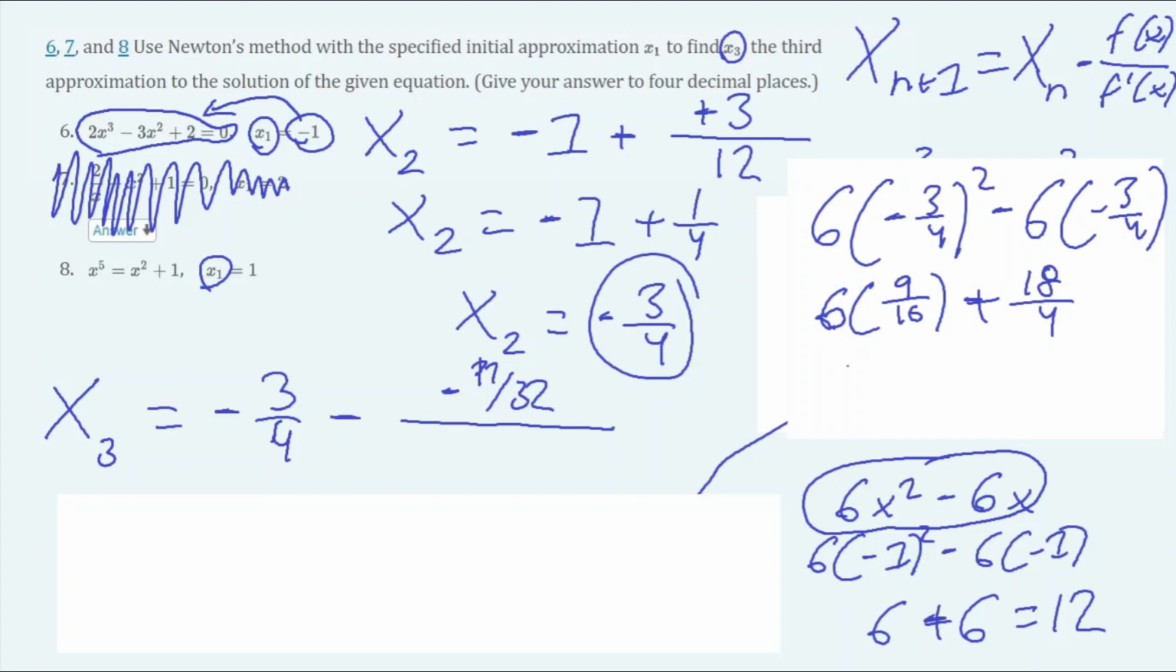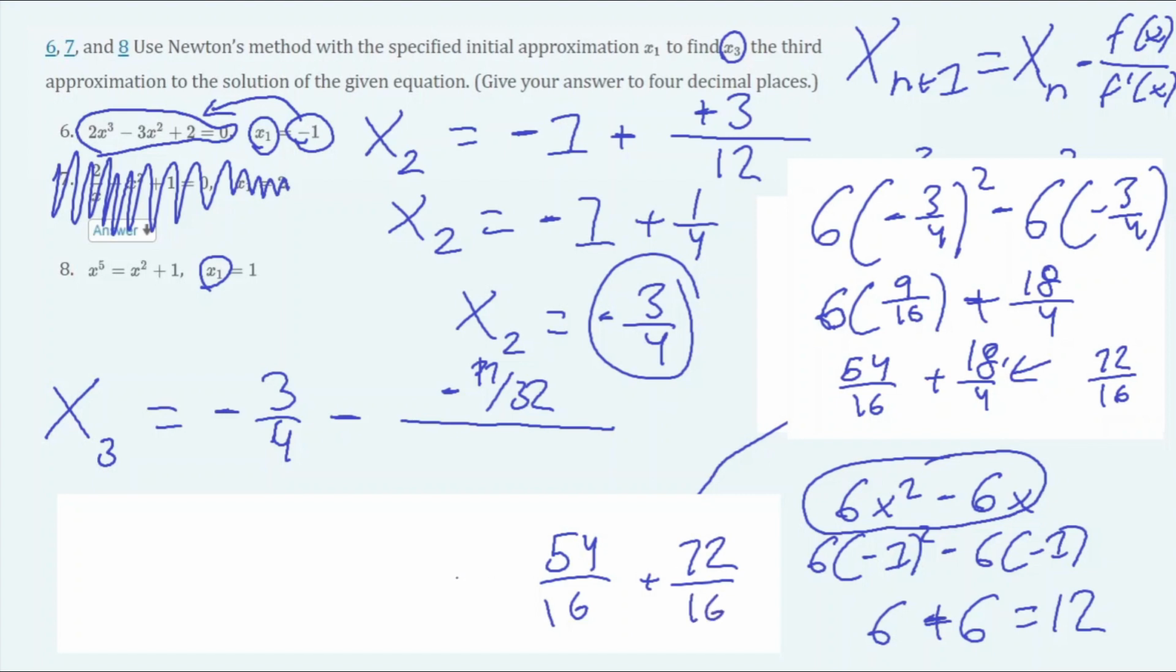And we could also multiply this out, so we're going to have 54 over 16 plus 18 over 4. And we want to turn this 18 over 4 into a common denominator of 54 over 16. So we're going to multiply this by 4. So 18 times 4 is going to be 72 over 16. So we have 54 over 16 plus 72 over 16. And that would be 126 over 16. But we could also simplify that to 63 over 8. And so we'll have 63 over 8 on the bottom.